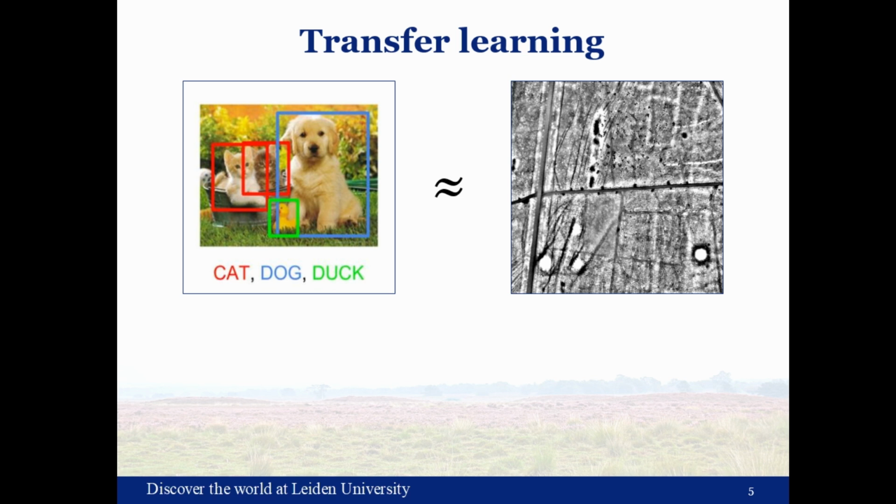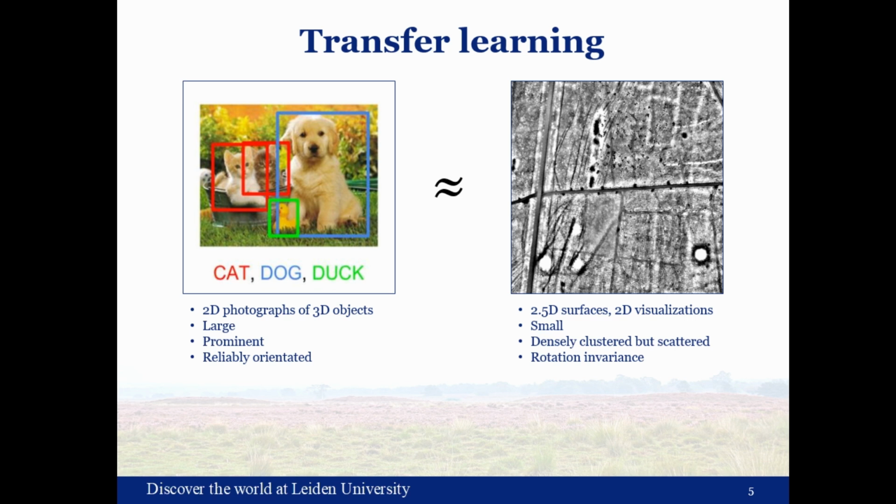On the one hand, we have 3D objects in 2D images versus 2.5D surfaces that are visualized with the whole array of 2D visualizations. We have large and prominent objects that are generally reliably orientated. Most of the time, the dog is not upside down. Versus small and most of the time densely clustered but very scattered objects, for instance, as we can see with these barrows in this LiDAR image, that have almost a complete rotation invariance, so they can be orientated in any way.